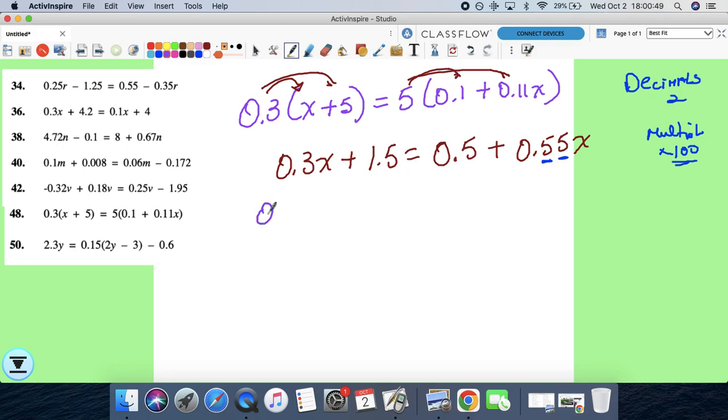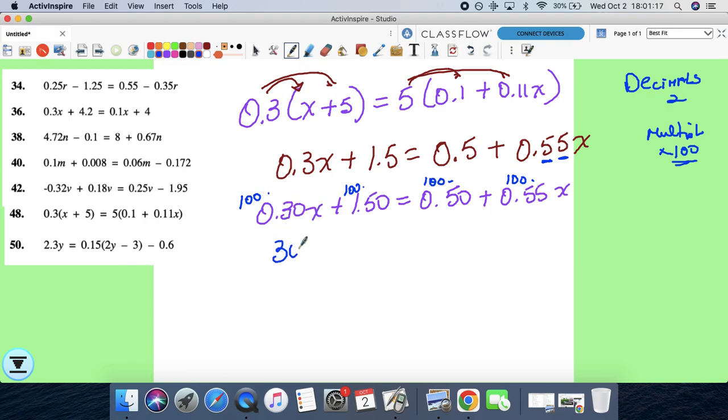So 0.3 is now 0.30. Same thing. 1.5 is now 1.50. 0.5 is 0.50, and 0.55 will stay as it is because it already has 2 decimal places. Now everybody gets multiplied by 100. Multiplying by 100 is the same thing as moving the decimal over 2 spaces to the right, so this becomes 30x. This is going to be 150. This is going to be 50, and this is going to be 55x.